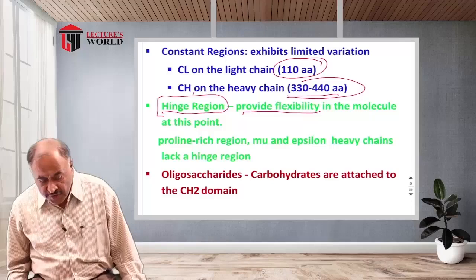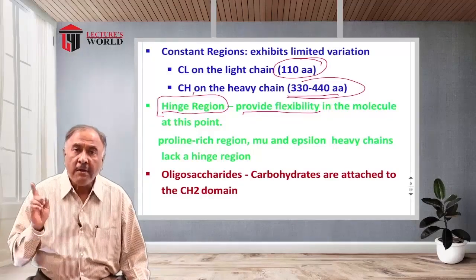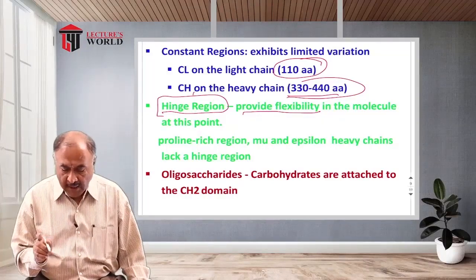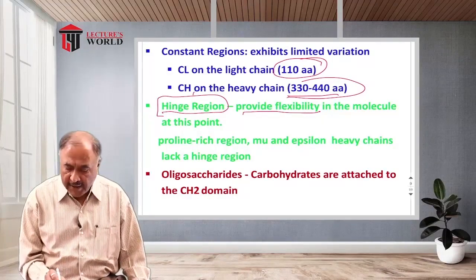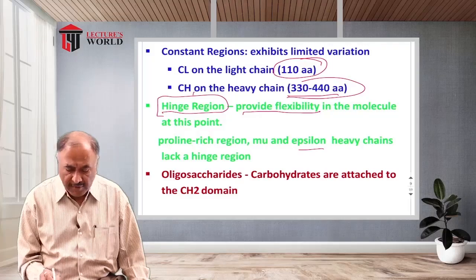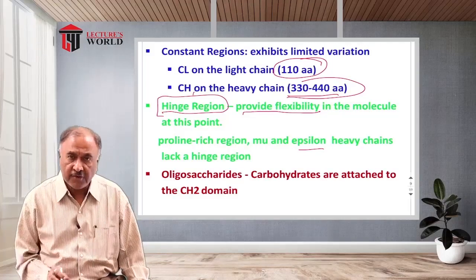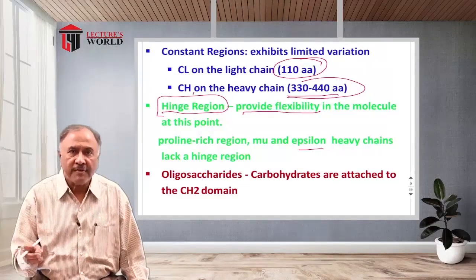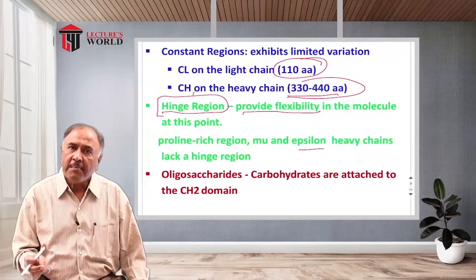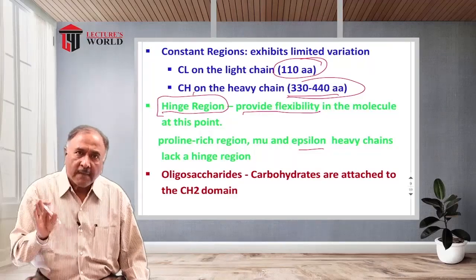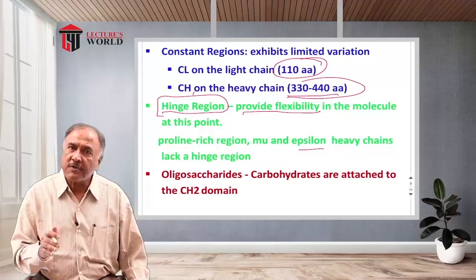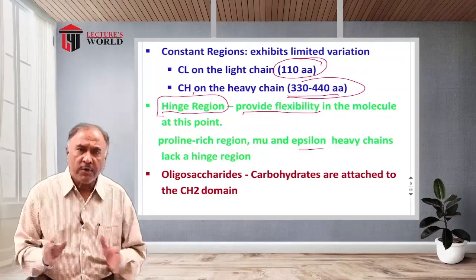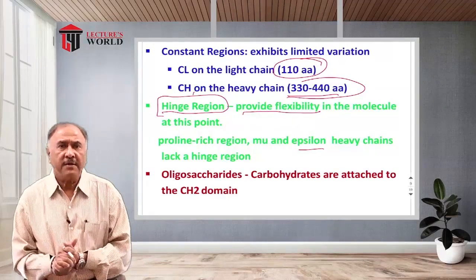Now, this hinge region is a proline rich region. Proline is a kind of an amino acid. And mu and epsilon heavy chains lack the hinge region. What are mu and epsilon heavy chains? These are the different types of heavy chains which have been labeled as mu and epsilon. Like light chains, as we will see, are also labeled as kappa and lambda. But don't go into those details for your understanding.